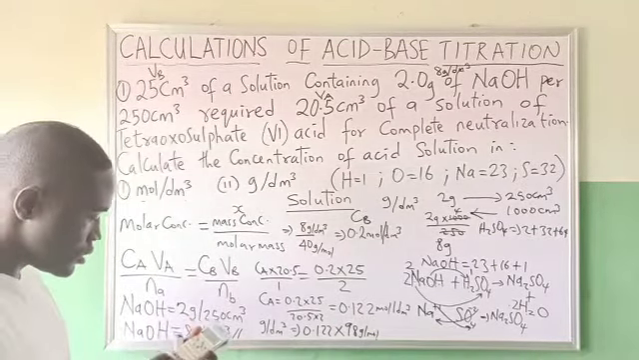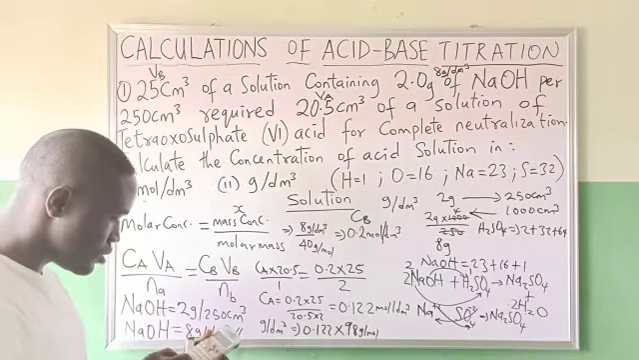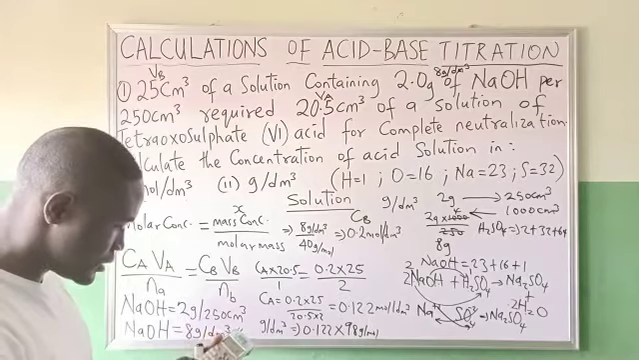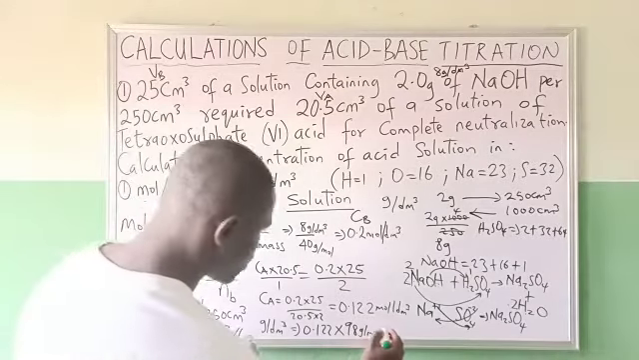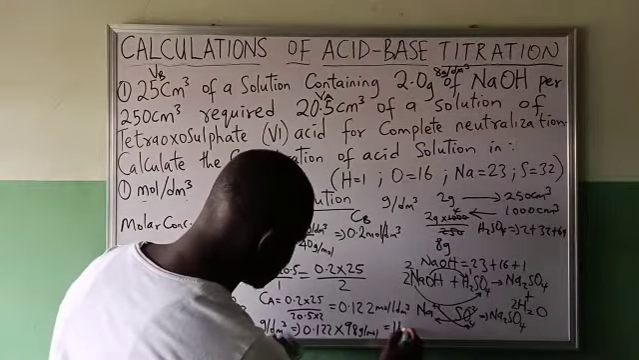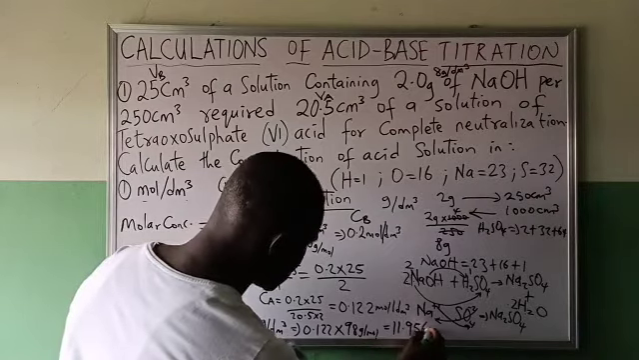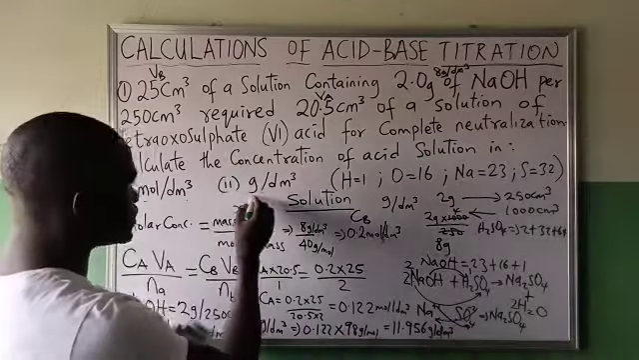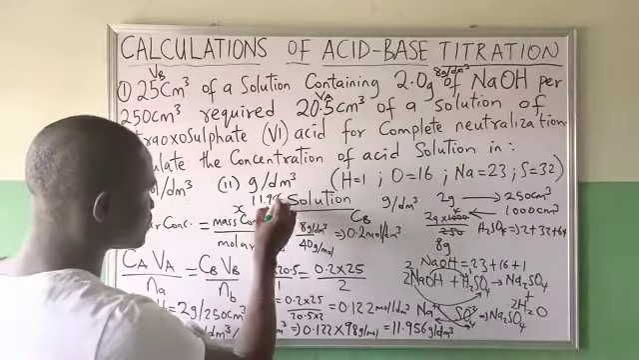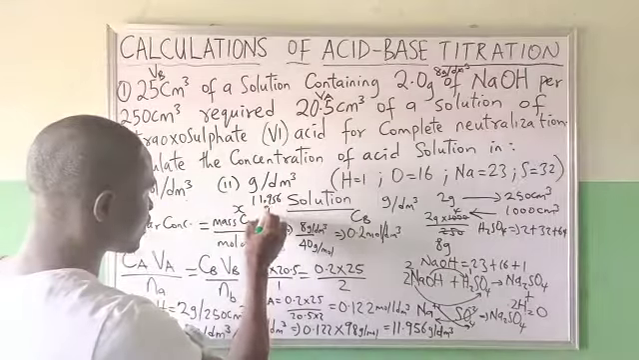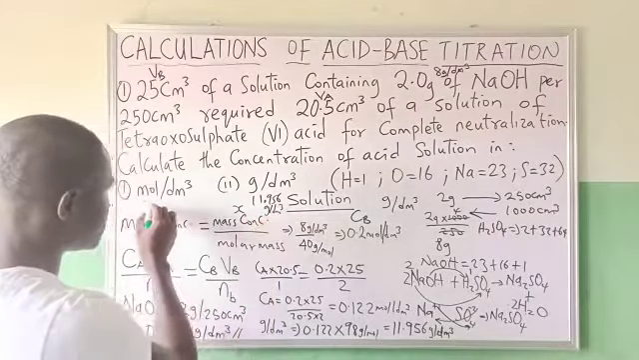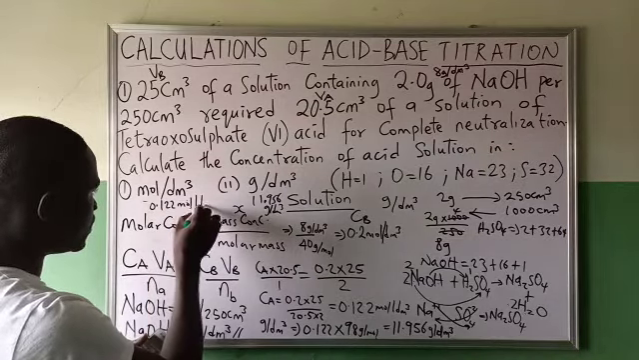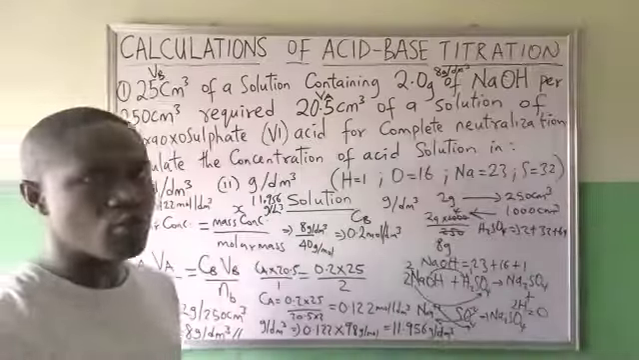So times 0.122 times 98, that will be giving us 11.956 gram per dm cube. So this is 11.956 gram per dm cube, and this is 0.122 mole per dm cube. Thank you for watching.